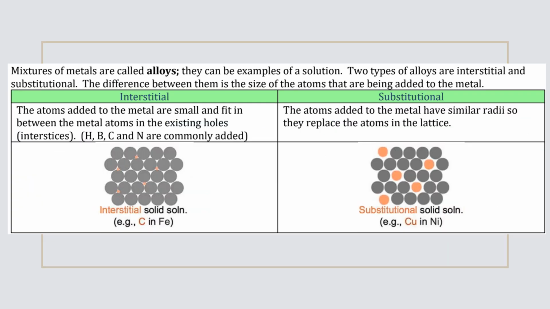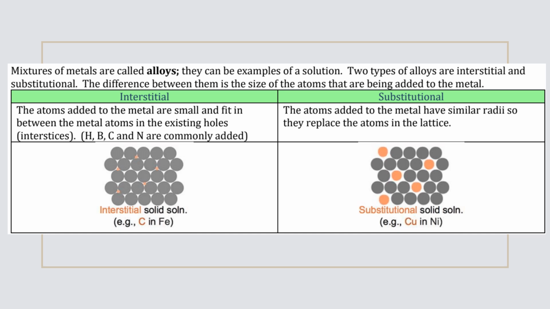Mixtures of metals are called alloys. They can be examples of a solution. Two types of alloys we're going to talk about are interstitial and substitutional. The difference between them is the size of the atoms that are being added to the metal. Interstitial: the atoms added to the metal are small and fit in between the metal atoms in the existing holes, or interstices. Common elements that are added: hydrogen, boron, carbon, nitrogen.